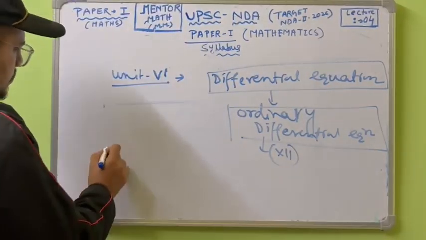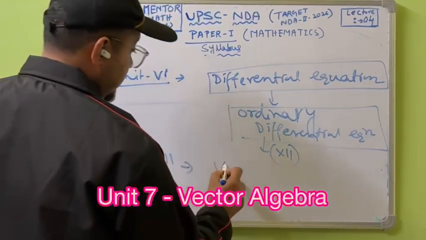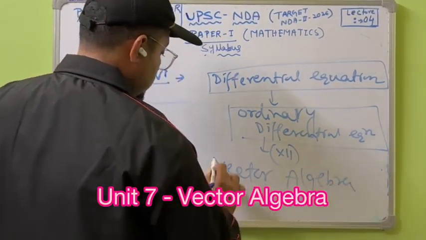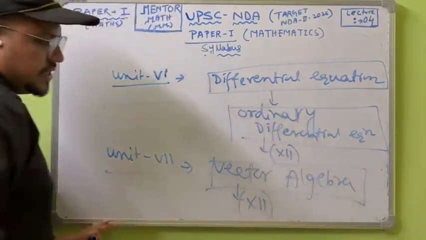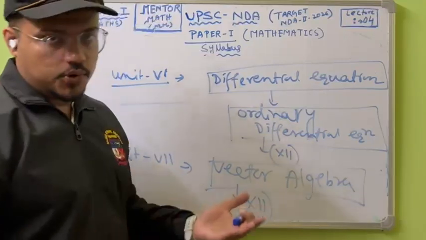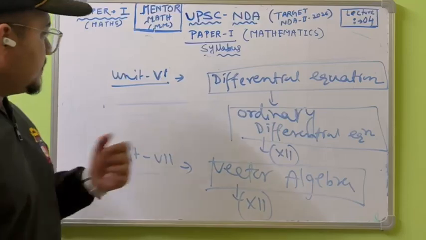And after that, note please, unit number 7 contains vector algebra, very important and easy also. Vector algebra, that is your class 12 NCERT syllabus. Vector algebra means dot product, cross product, you have to find the area, triple product, so that you will study in your later class. So vector algebra, unit number 7, note please.